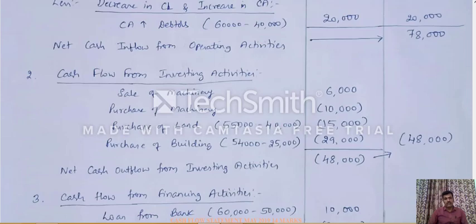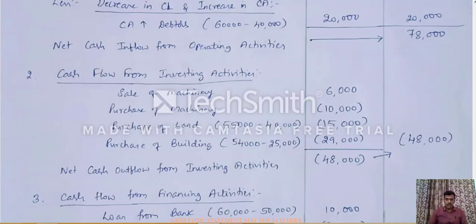Similarly, buildings. So buildings are also increased by rupees 29,000. First year 25,000, second year 54,000. So it is increased by rupees 29,000. That we have to assume as purchase of building. When a building is purchased, there is cash outflow. Therefore we have to treat it as minus 29,000.